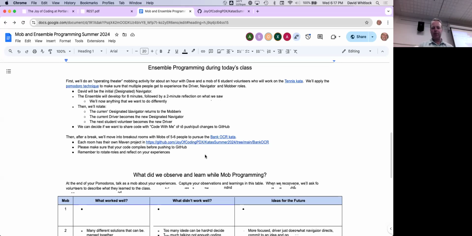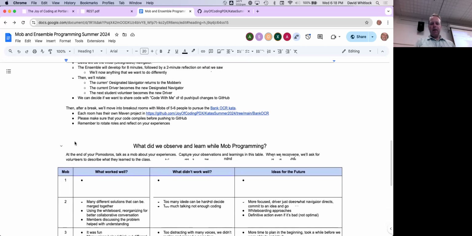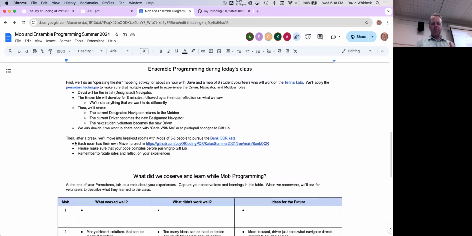I encourage you to use GitHub to push and pull changes back and forth. You can try to use Code With Me, but the feedback I've gotten from students is that while it's kind of novel, it doesn't really help or make things easier. It can kind of get in the way, especially if you end up spending a whole rotation just trying to get the damn thing to work. So that's the thing we'll do.